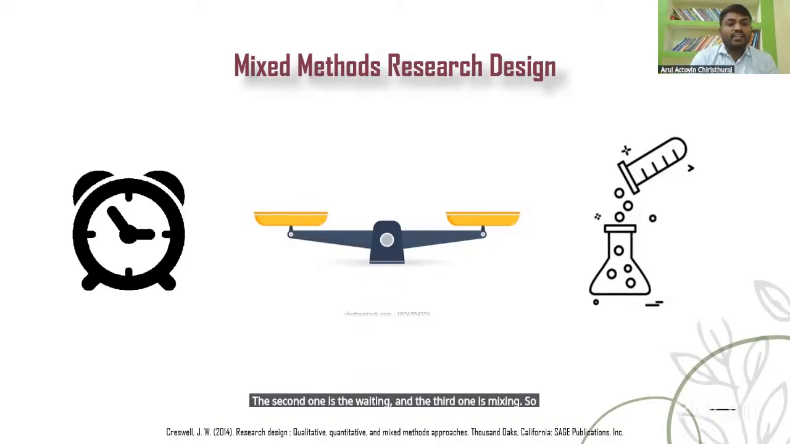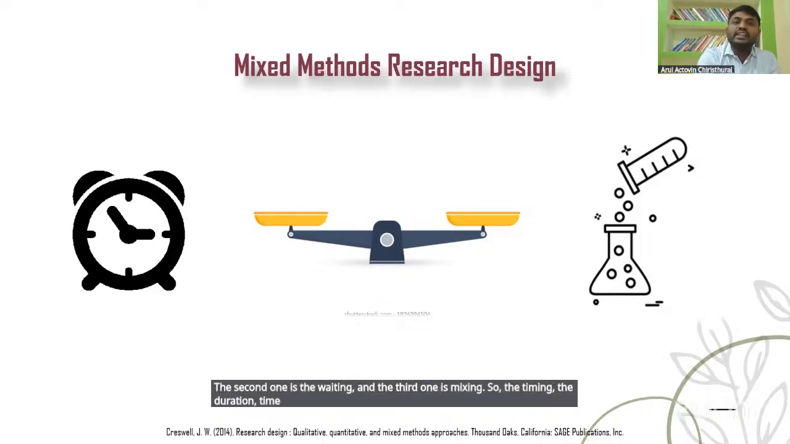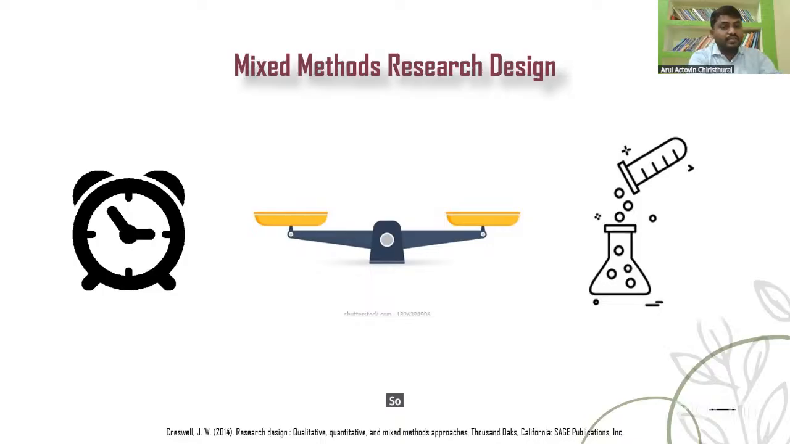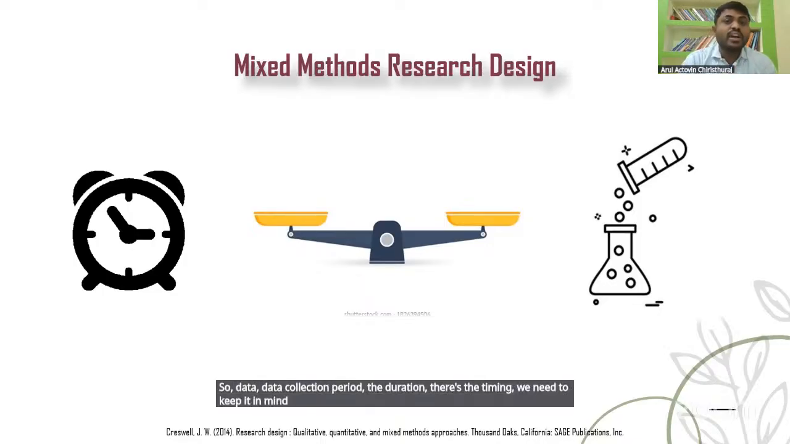So the timing, the time duration, is about the quantitative and qualitative data collection period. That's the timing we need to keep in mind when it comes to mixed methods research design. And the weighting: whether quantitative or qualitative, which you are going to give priority as the secondary or primary method, the dominant one.